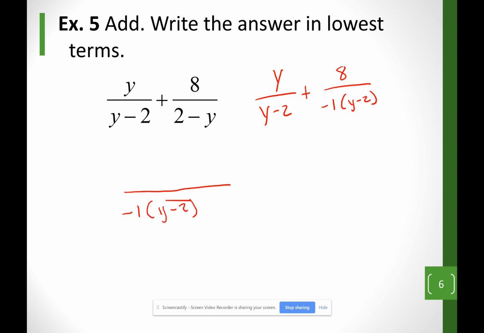From these two factors, on my first fraction, I'm missing the negative 1. On my second fraction, I'm not missing anything. So I have to do y times a negative 1 plus 8. Let me simplify that as negative y plus 8 over negative 1 times y minus 2. If we can simplify, then simplify, but in this case we cannot. So that's pretty much it.